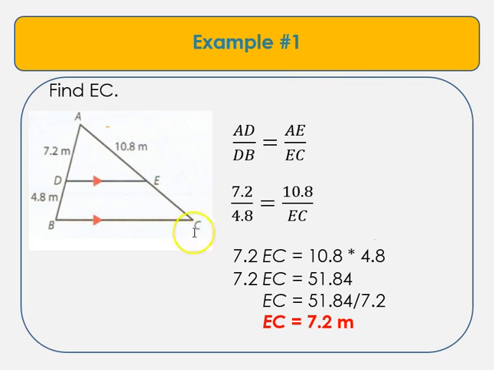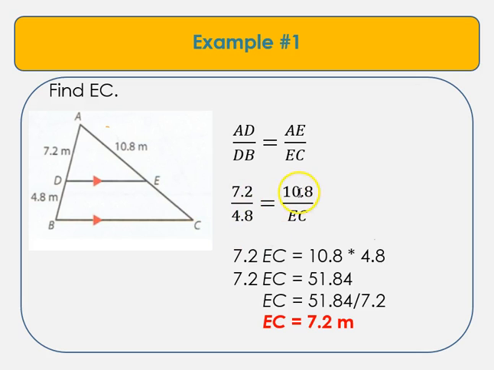Here's example 1, and let's go ahead and do that. We have AD is 7.2 and DB is 4.8. We have AE is 10.8 and the unknown is EC. There are many proportions you could actually use for this, but they're going to use the original one they showed us, and they're going to place AD over DB, so this piece over this piece, and AE over EC.